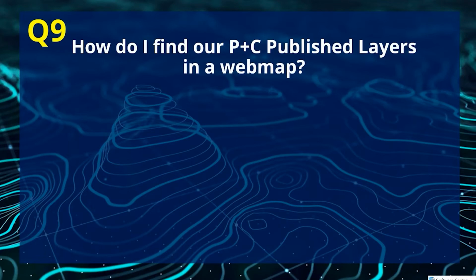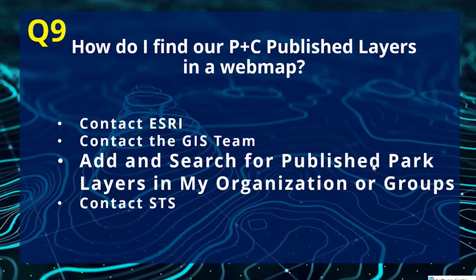So how do I find our Parks and Conservation published layers to use in a web map that I'm creating? Well, there might be a few options up here, but the best one to do is add and search for published park layers in my organization and groups. And I'll show you how to do that right now.